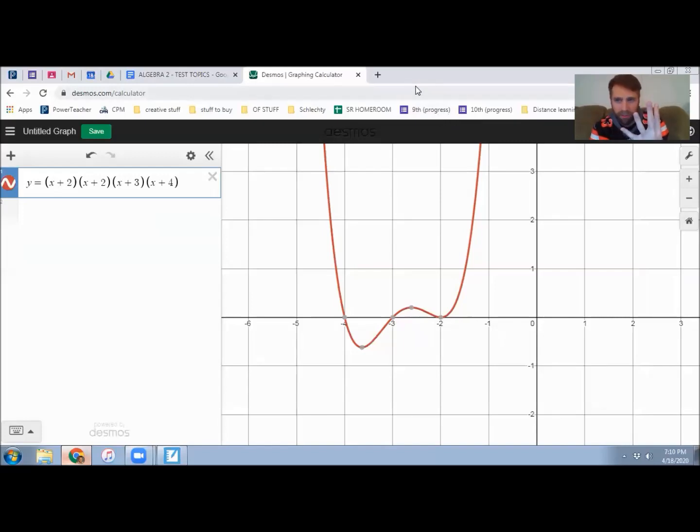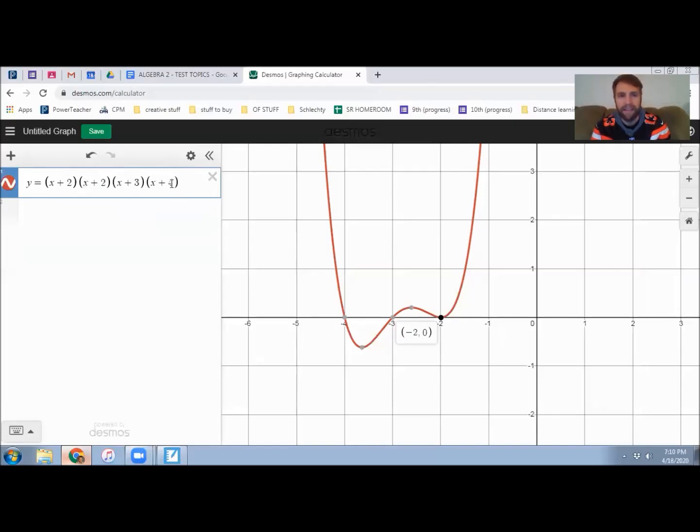There should be 4 zeros. There are 4 zeros. This 0 right here just happens twice. It is called a double root. So we've got to look for that bounce to happen for that to be a double root. So hopefully you learned something about polynomials today. We're going to learn some more in the next lesson.